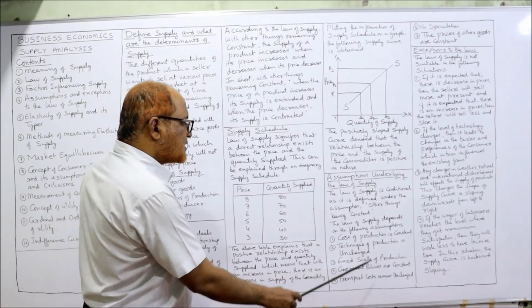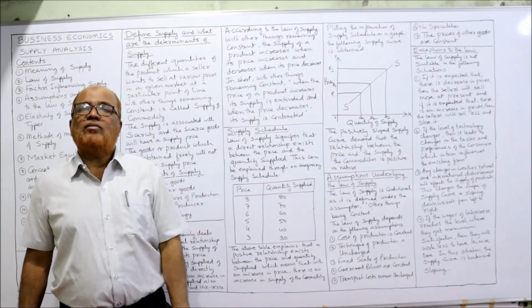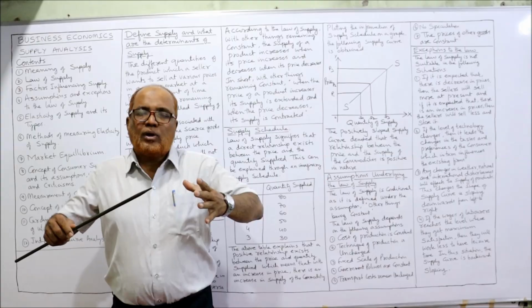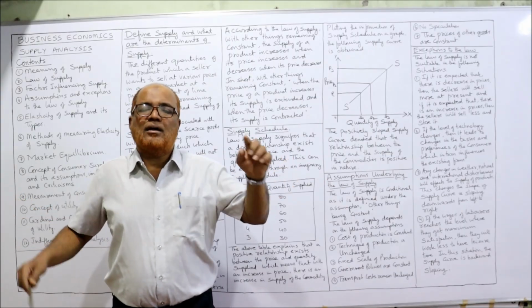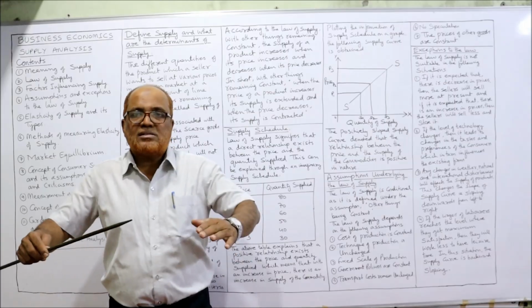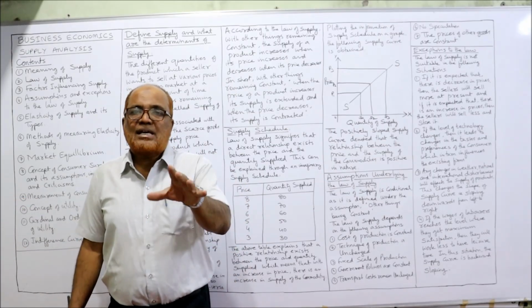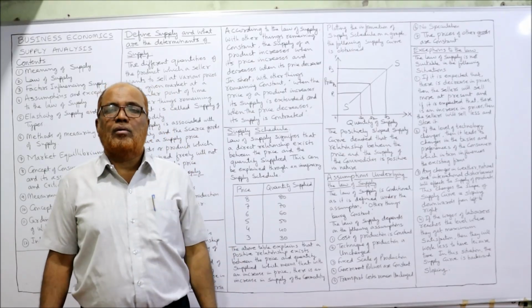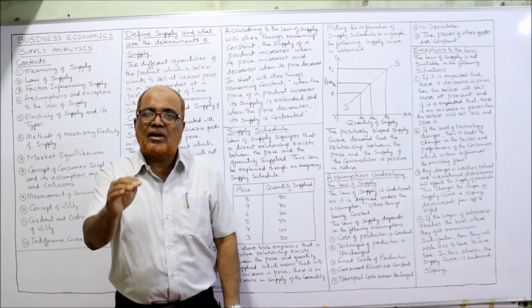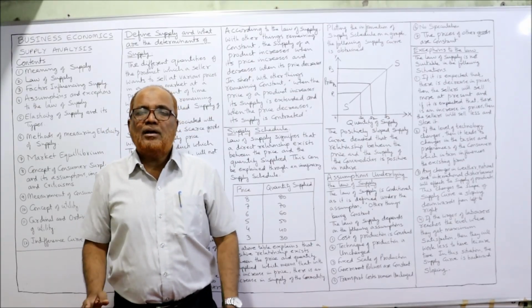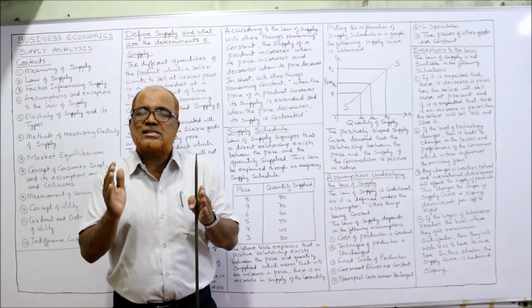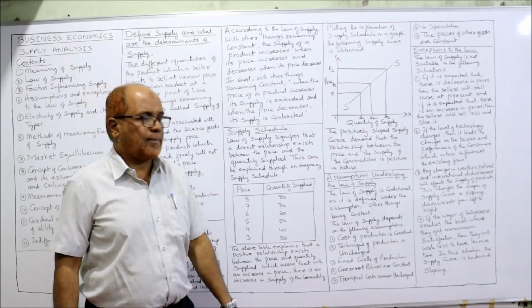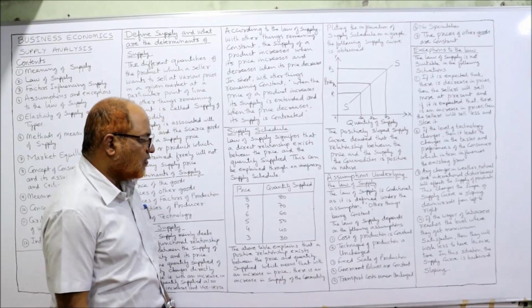Then the third one is fixed scale of production. Normally what will happen? The cost of production depends on the scale of production. When we produce the goods on a large scale, the cost of production will come down. We can supply more goods. If the scale of production is less, then what will happen? The cost of production will be more. When cost of production is more, the supply will get reduced. But here, to prove that the law of supply is correct, we have to assume that the scale of production should be constant.